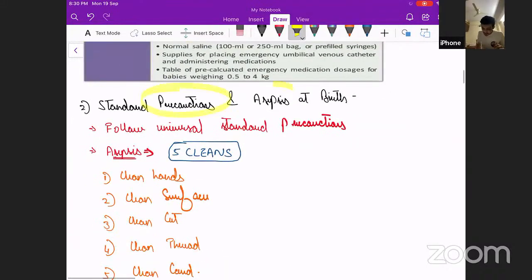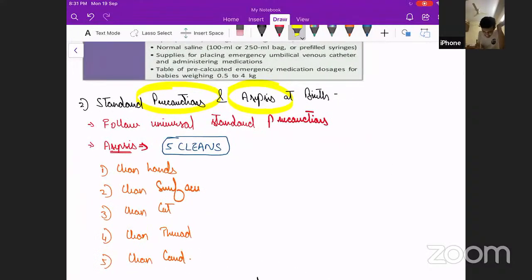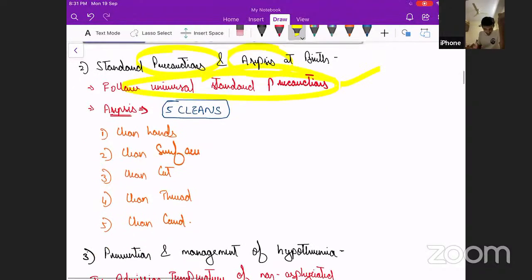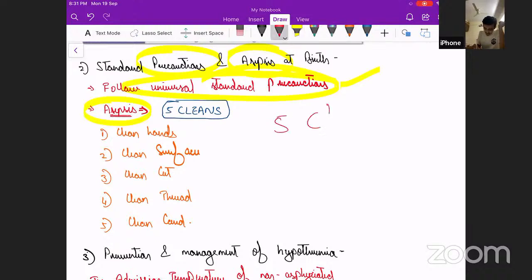Standard precautions and asepsis at the time of birth. So we'll have to follow the universal standard precautions, which we all know, fine. And we'll have to maintain strict asepsis, which includes the 5 C's. So what are these 5 C's? Clean hands, clean surface, clean cut, clean thread, and clean cord. These are the 5 C's. Fine. So this was the standard precautions and asepsis that need to be present at birth.